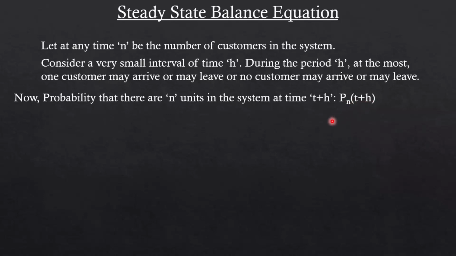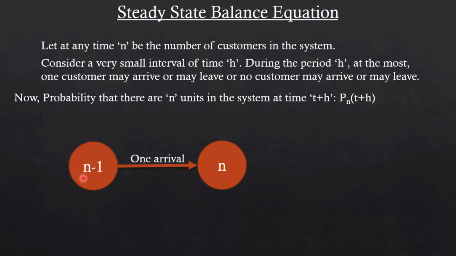Now this can be achieved in several ways. Let us assume that at time t plus h we have n customers. This can be achieved by one of the methods, such as at time t we have n minus 1 customers, and in a short interval of time h we have one arrival and no service. So we have one event taking place here, which is one arrival. After this one arrival, we have n customers at time t plus h.